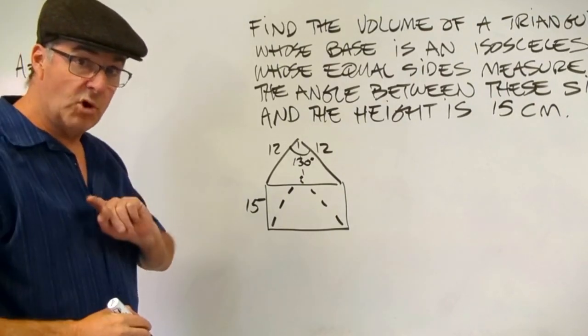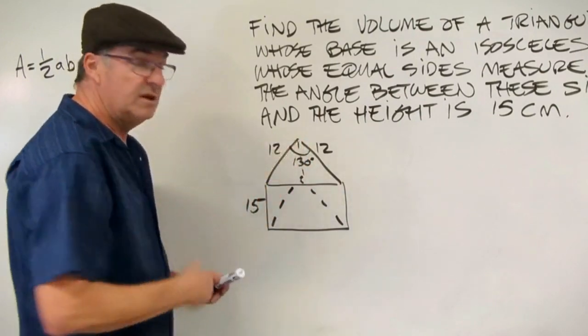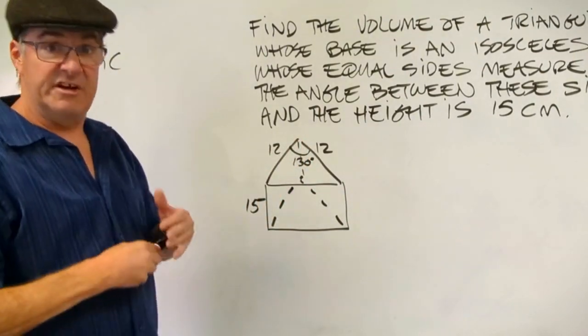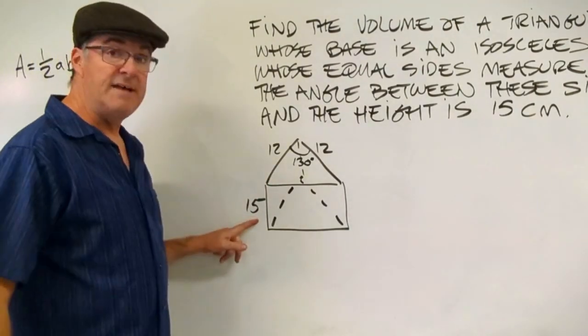Now I'm going to make one more sketch before we start calculating. I'm going to just draw this triangle so that we can see clearly how we need to find its area. Because here's the pathway. We first need to find the area, then we need to multiply it by the height.